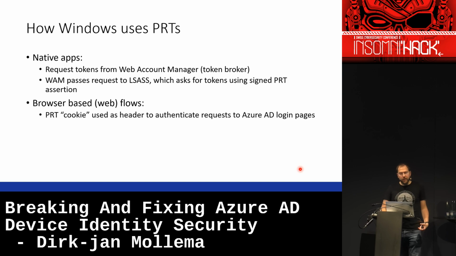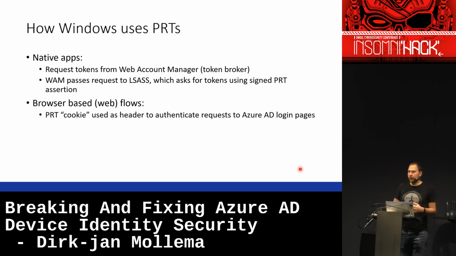There's basically two ways that Windows uses PRTs. Maybe more, but there's two ways that I'm aware of. For native apps, they'll actually ask the Web Account Manager, which is a token broker component. That handles all the authentication for the apps, and the apps don't need to worry about it. And this token broker basically passes the request on to LSS, and LSS then will ask for tokens using the primary refresh token.